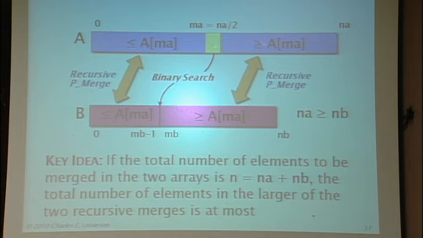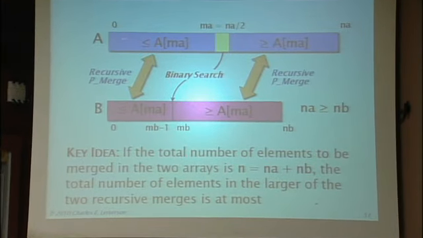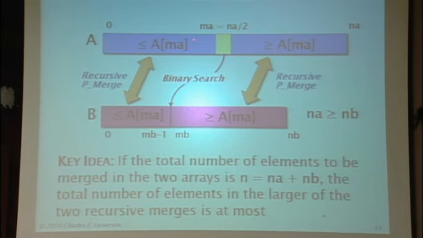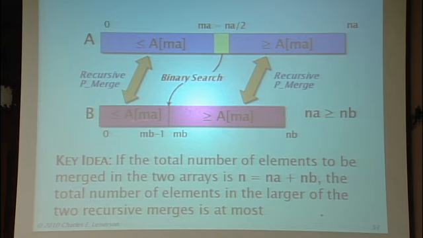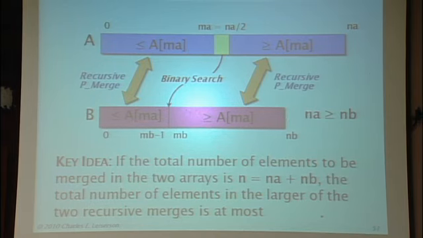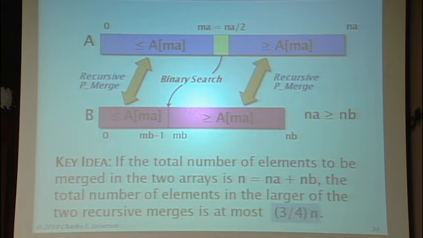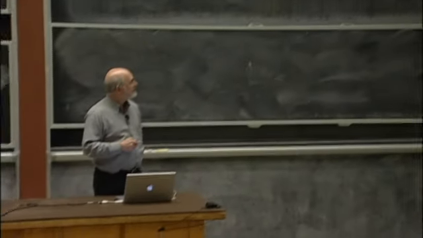So the worst case is going to come when this guy is at one end or the other. Right? And then the point is that because A is the larger array, at least a quarter of the elements will still be in the smaller partition. Of all the elements here, at least a quarter will be in the smaller partition, which will occur when B is equal in size to A. So the number in the larger of the recursive merges is at most 3/4 n. Sound good? That's the main key idea behind this.